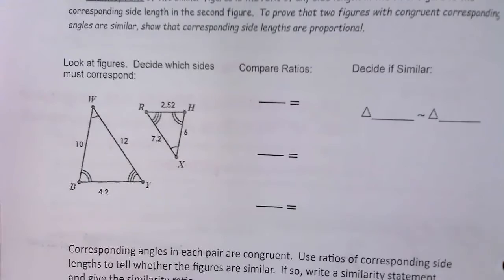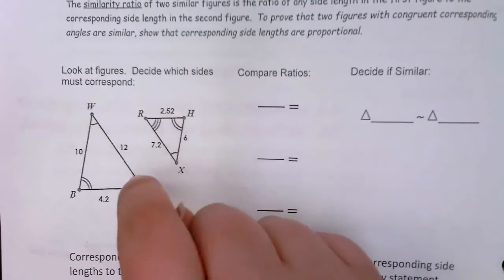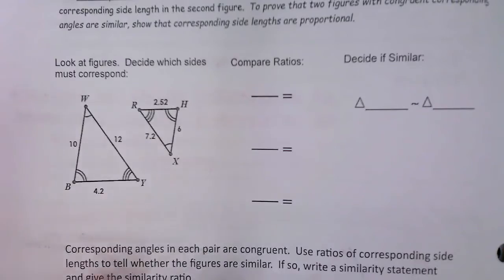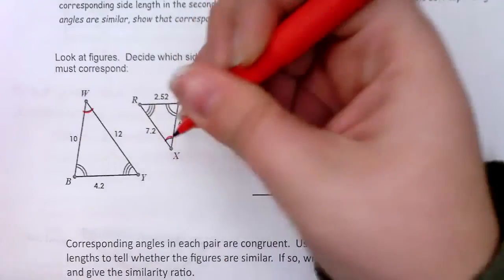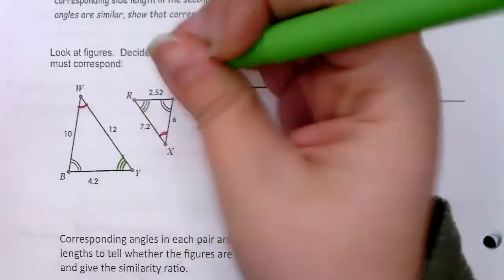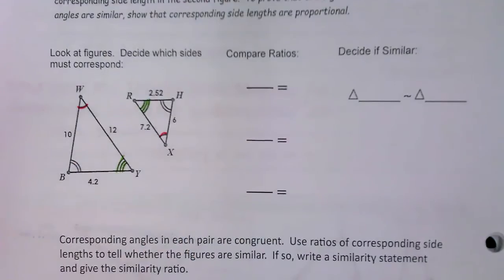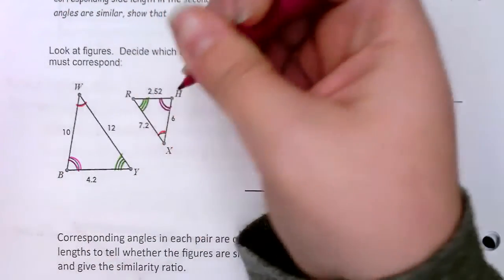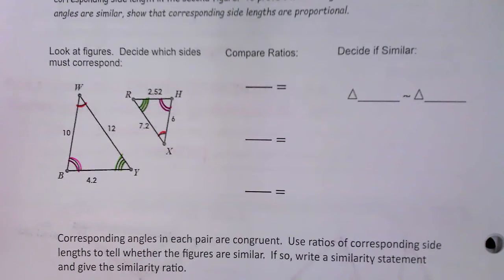I have two triangles. I know that their corresponding angles are congruent. I want to show that they are similar. Notice what is marked as congruent, right? W and X are congruent. Y and R are congruent. And B and H are congruent. So that tells us which pieces are corresponding to the other. Let's use that to find which sides are corresponding.